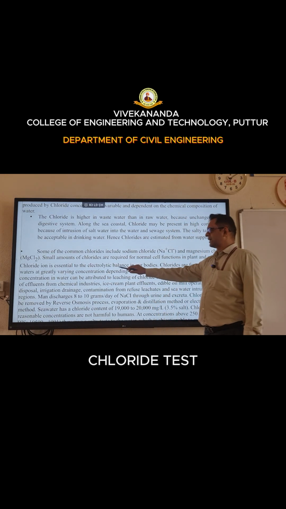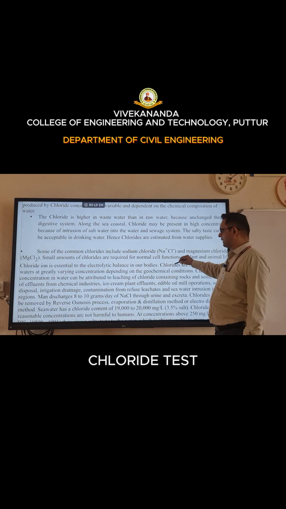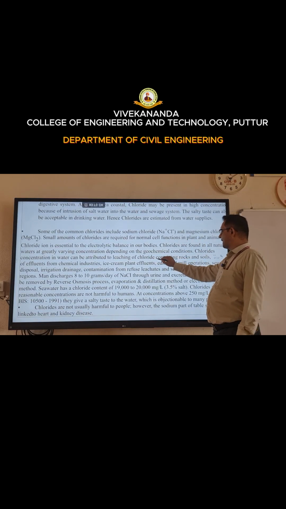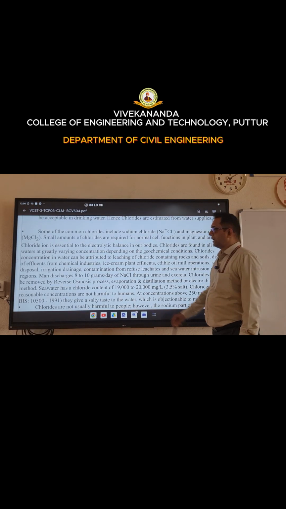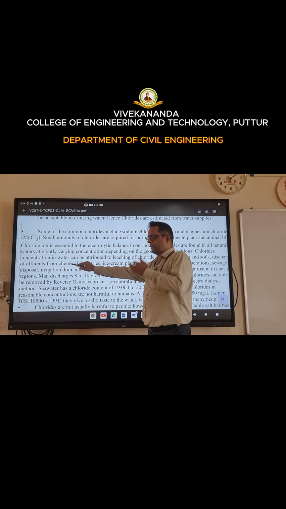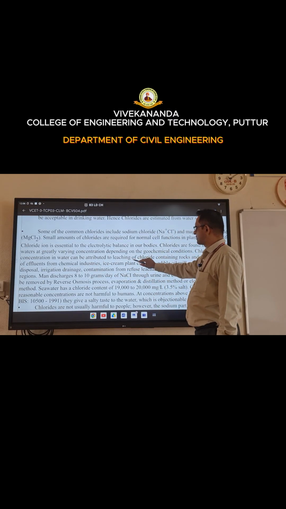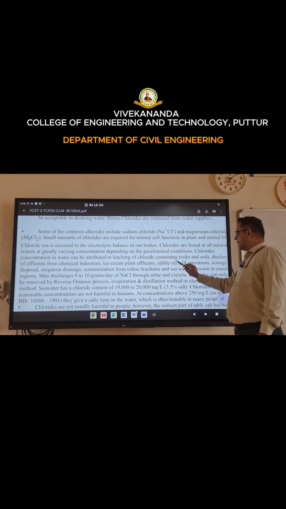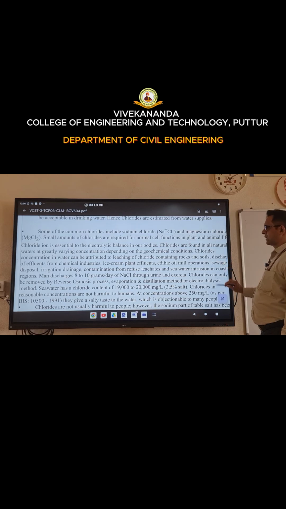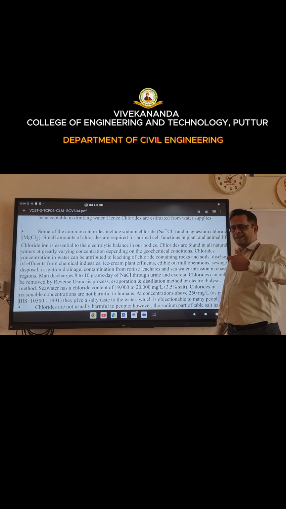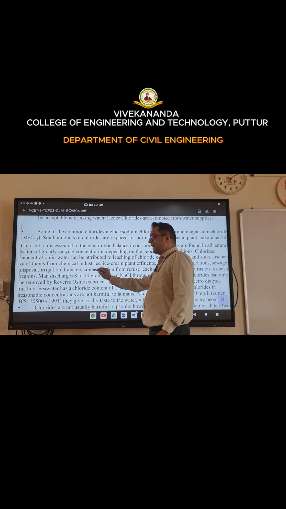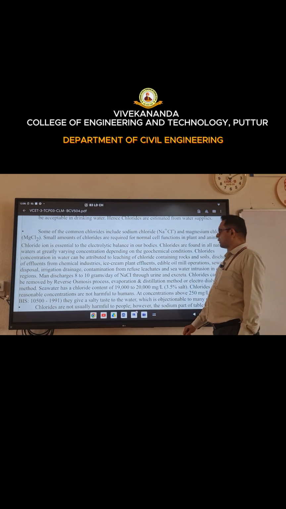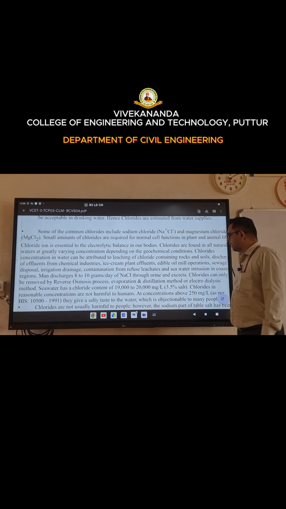So the chloride concentration in water can be attributed to the leaching of chloride-containing rocks or soil, right? Or the mixing of wastewater from chemical industry, ice cream plant, edible oil mill operation, sewage disposal, irrigation drainage, etc. Generally, a human being will discharge around 8 to 10 grams per day of sodium chloride through urine or excreta.